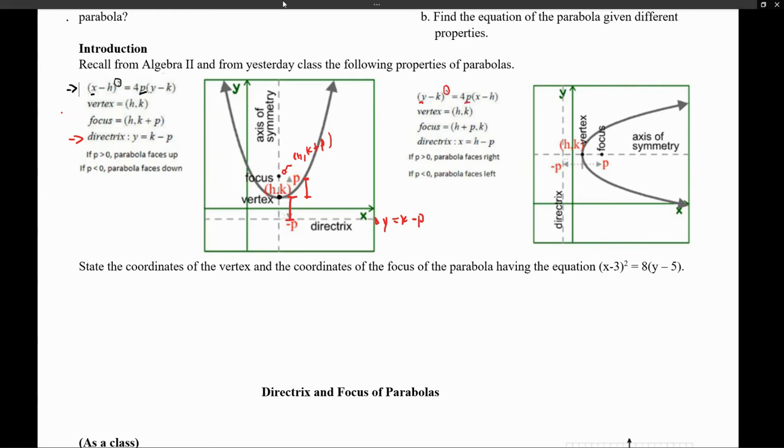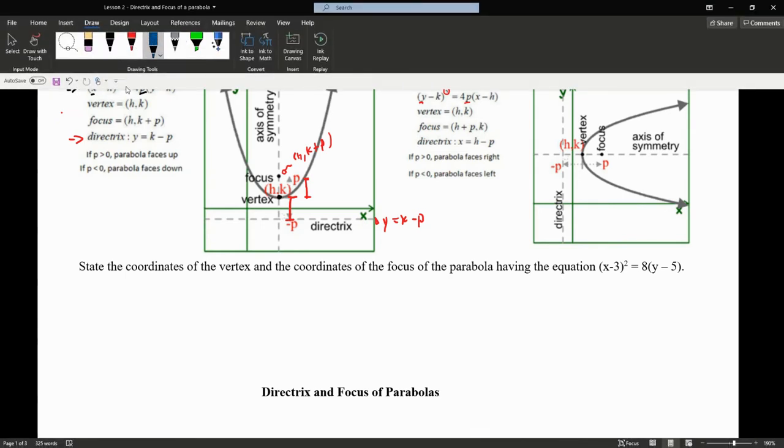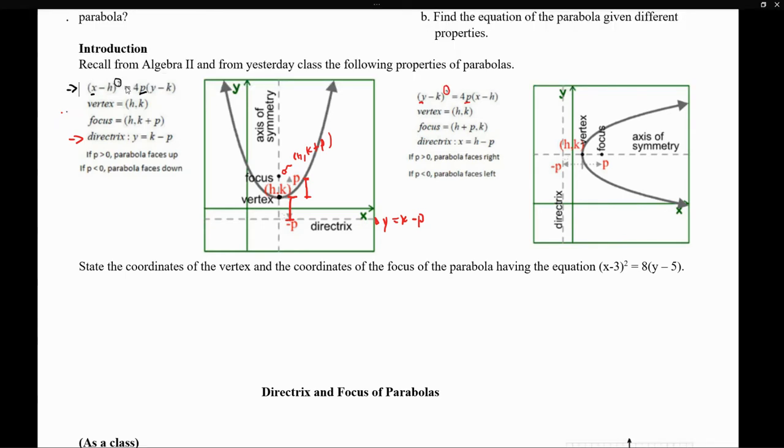And the same idea applies here. If I know that my vertex is defined as (h, k), and the distance from the vertex to the focus is defined by this value of p, which we call the focal distance, then the exact location of this focus is going to be (h plus p, k).